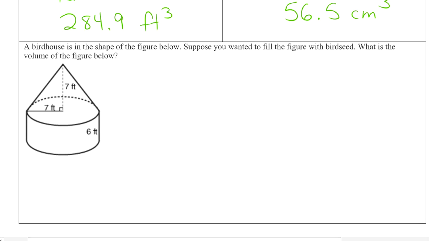Right now we see a birdhouse. It's in the shape of the figure below. This should look relatively similar to an example we've already done. Suppose you want to fill the figure with birdseed. What is the volume of the figure below? I want you to go ahead and try to figure this one out on your own, but pay attention that we have a cylinder on the bottom and then we have a cone on the top. So go ahead, take some time, figure it out, and then when we check back in, we'll see how you did.